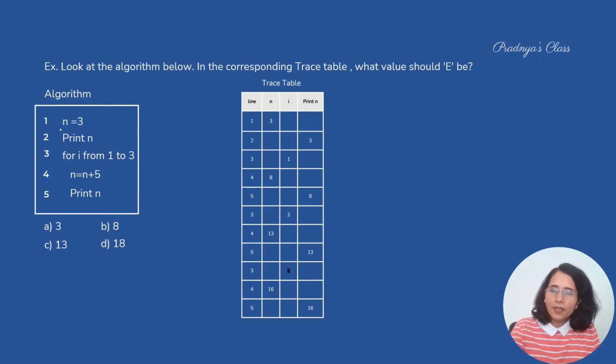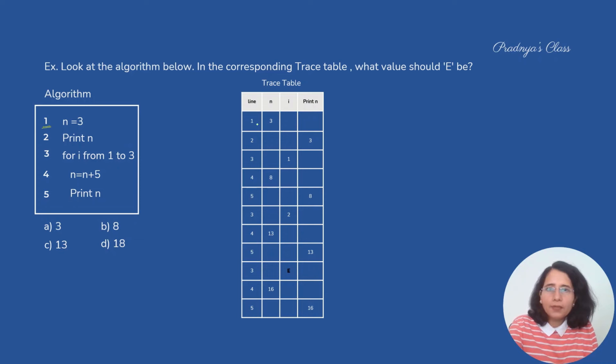There are two variables in this algorithm. First is n, so we have written here n. Then we have to consider the value of I also, so we have written I, and we are printing the result of n also. So here I have used the print statement. In the trace table you can even write the line number so that you can easily find out the values of the variable in that particular line. So let's try dry run and find out the values in the trace table.